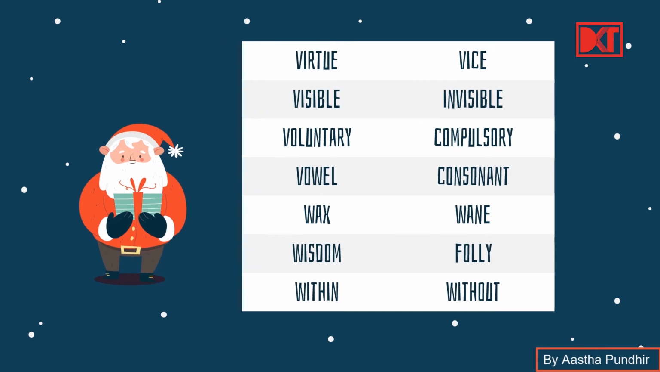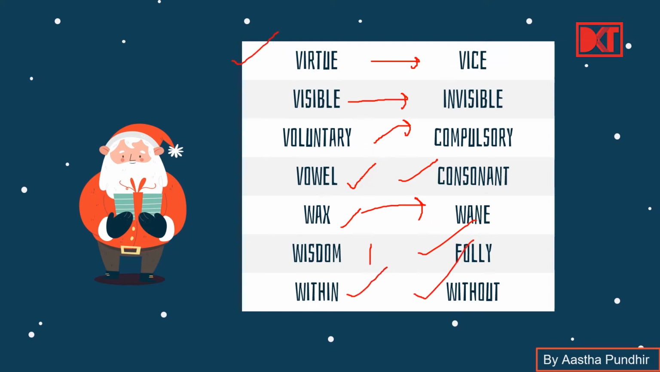Here are a few more examples. Like virtue is the opposite of vice. Visible, the opposite of invisible. Voluntary, the opposite of compulsory. Vowel, the opposite of consonant. Wax is the antonym of vain. Wisdom is the antonym of folly. Within, opposite of without. Alright, so you've seen so many examples of antonyms. Now let's move on.